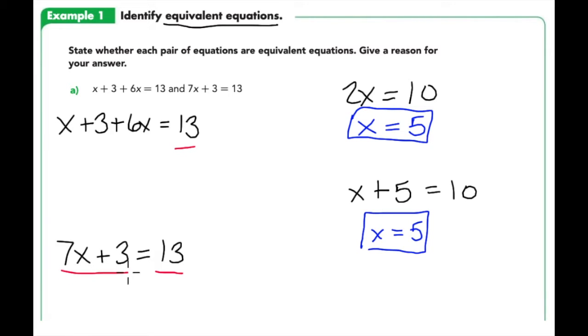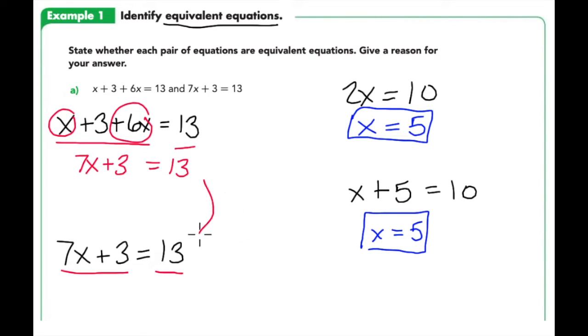This one down here, 7x plus 3, that's simplified. I cannot do anything else here, so I'm stuck with 7x plus 3 in that one. Up top, though, we have x plus 3 plus 6x. If I combine my x and my 6x, that gives me 7x plus 3 equals 13. And what we should notice here is they are the exact same equations, therefore they are equivalent equations.